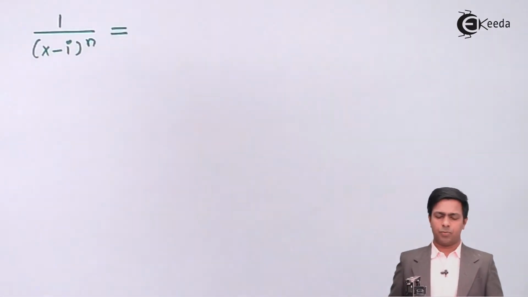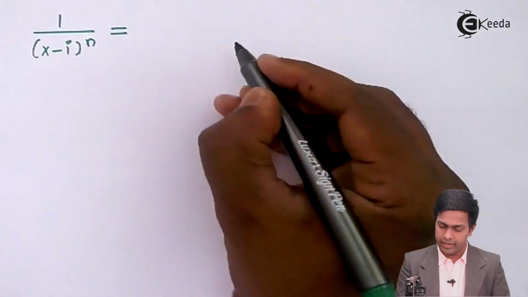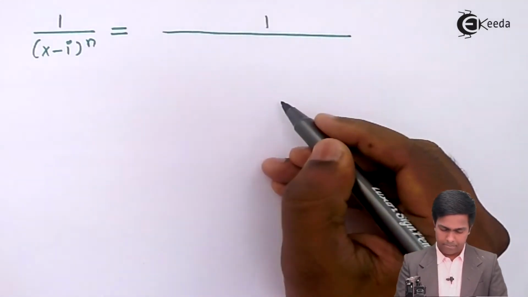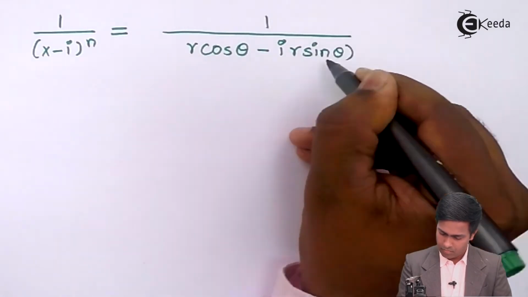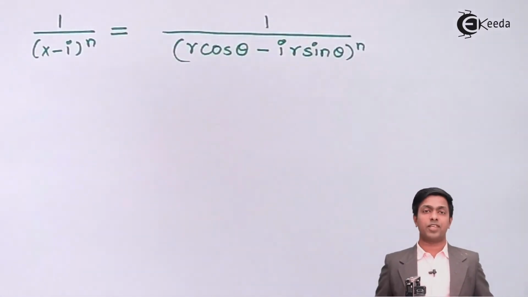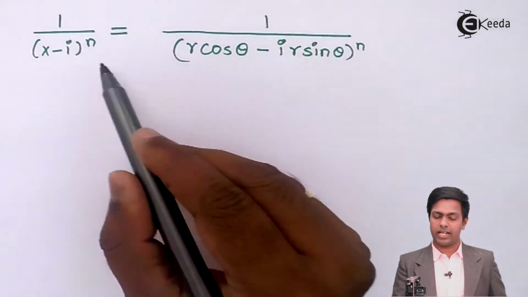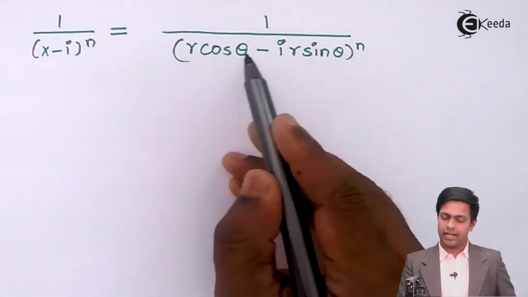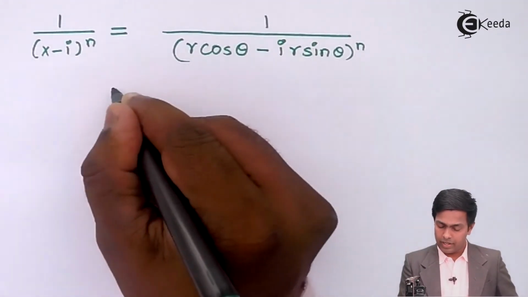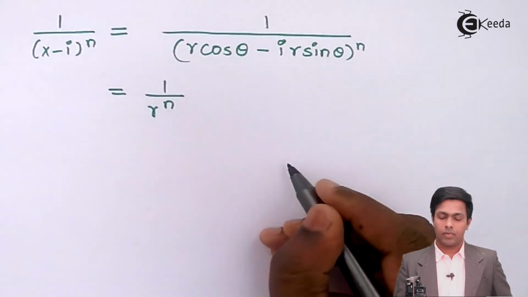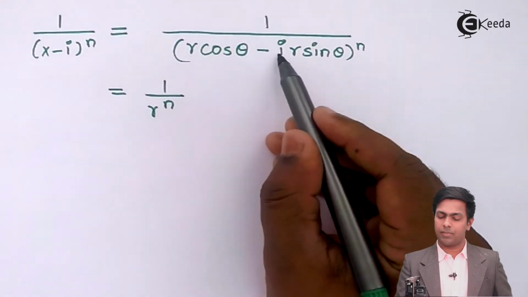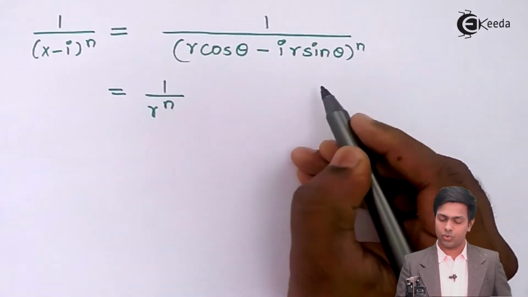Now guys, let's put the value of x and 1. So here I have substituted x as r cos theta and 1 as r sin theta. Next, I can take r common. So we will get 1 upon r to the power n outside, and this is nothing but cos theta minus i sin theta whole raised to n.